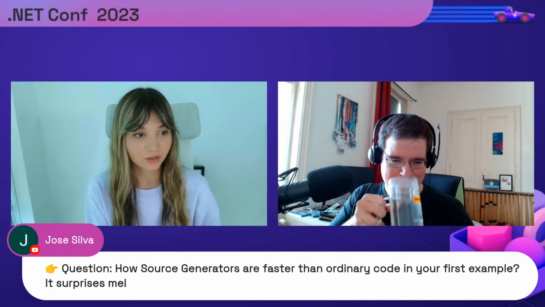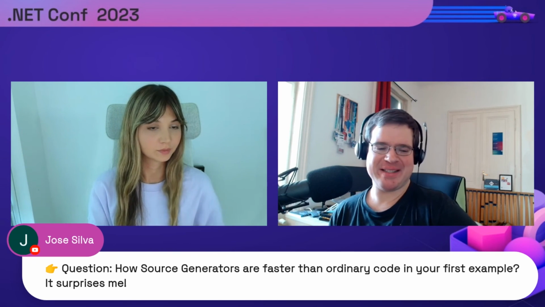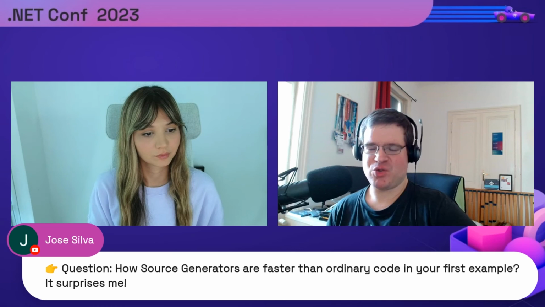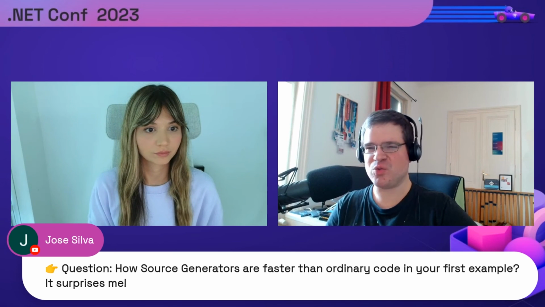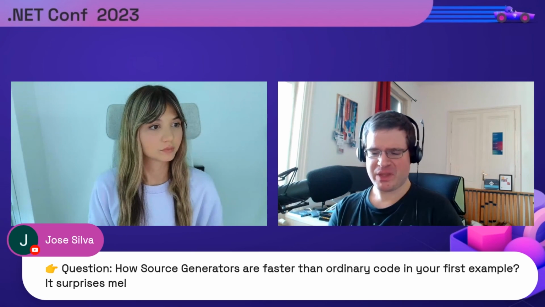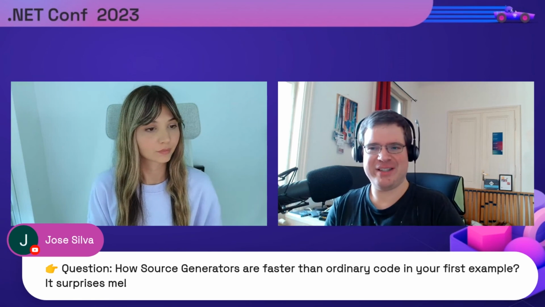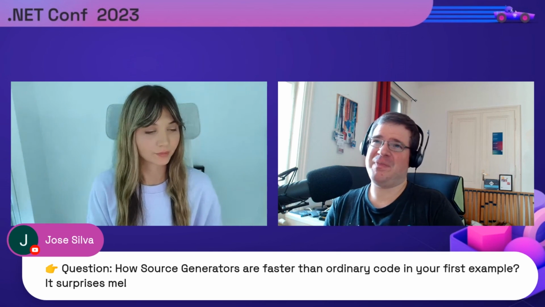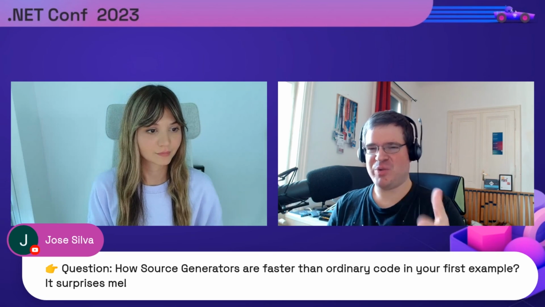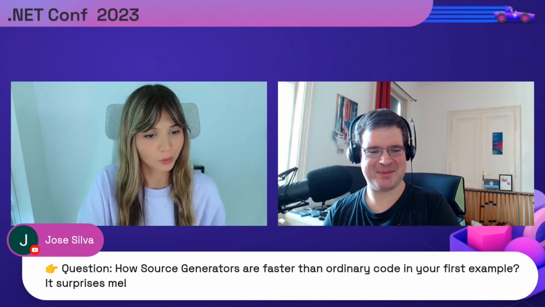How are source generators faster than ordinary code in your first example? So the source generator is not faster. A source generator just creates C# code. So everything that a source generator generates, I could also write manually, but it's most likely very tedious. For example, the enum example, if I were to add or remove constants from this enum, I would also need to adapt this very special case code. So everything a generator can do, you can do too, but the generator does it automatically for us. So it's very convenient.